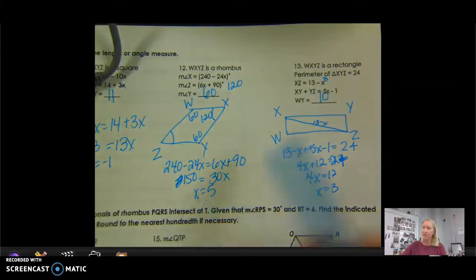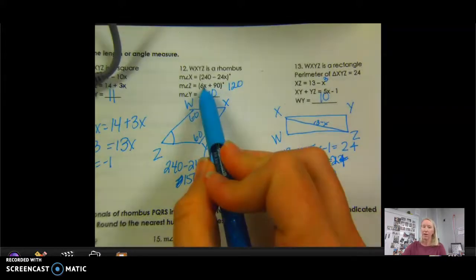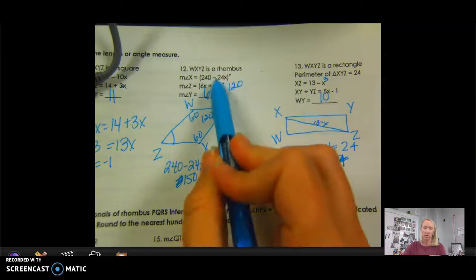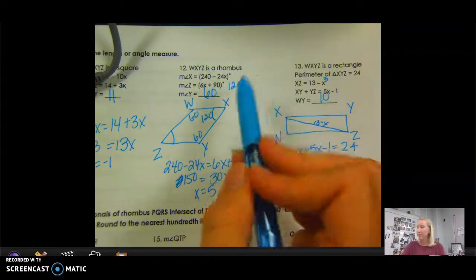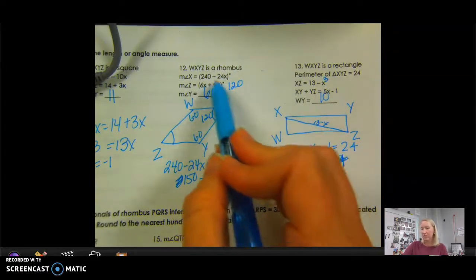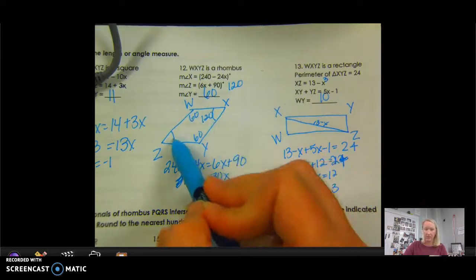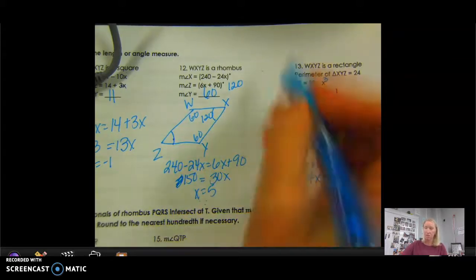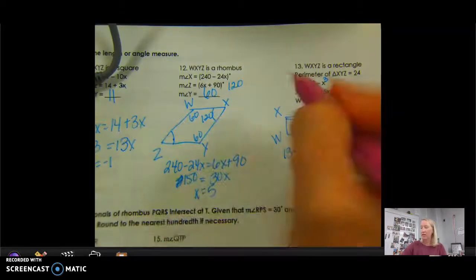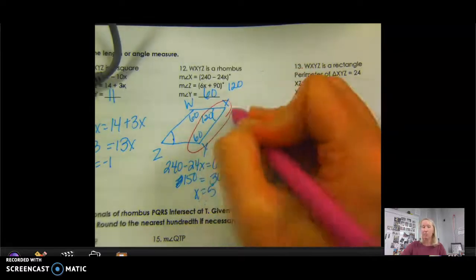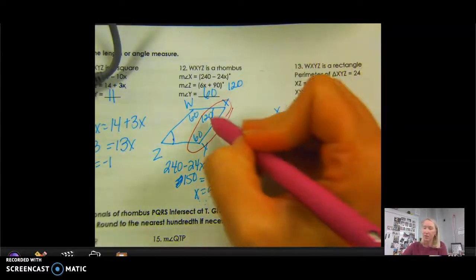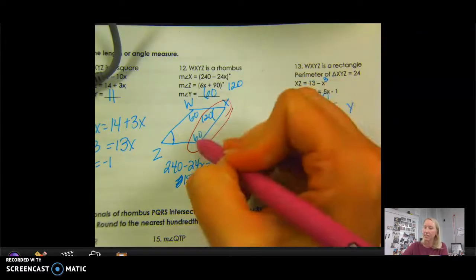X is 5. So then what I did was I plugged the 5 back into this equation. It doesn't matter which one it goes into, it will give you the same answer. 6 times 5 is 30, plus 90 is 120. So I get this angle is 120 and this angle is 120. But they wanted us to find angle y. And so we have to remember that these two are supplementary. They add up to 180. So I do 180 minus that 120 that I solved, and I get 60 degrees.